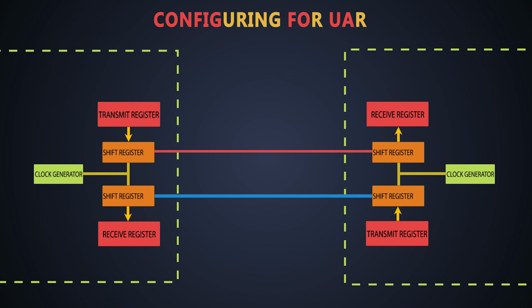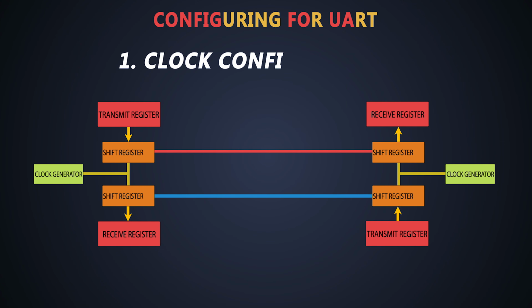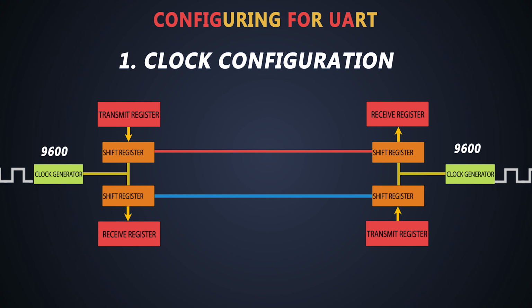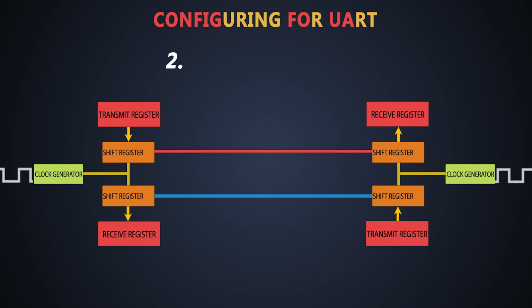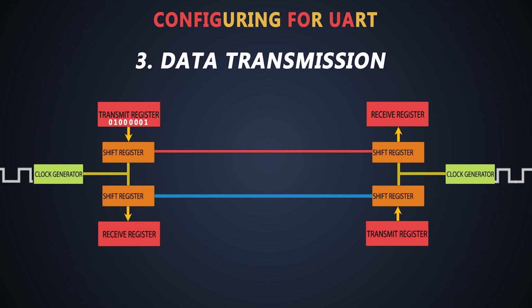Now let's see how a programmer will configure this UART. The first step of this communication is to configure the clock of the UART peripheral according to the baud rate. After that, the programmer needs to load the data in the transmit register. Next step is to turn on the timer, so it will start putting the data from the shift register to the transmission line, and the other device will get the data according to the sampling rate.